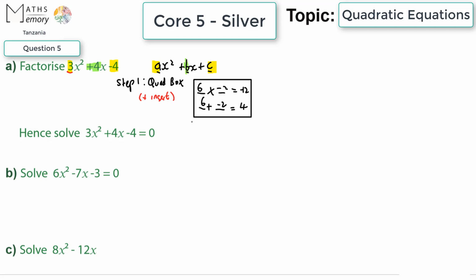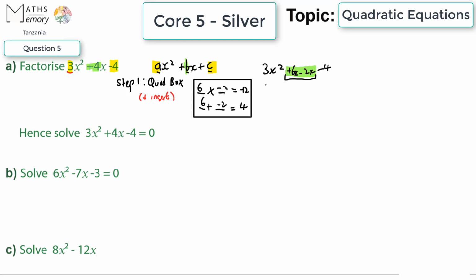We've got 3x squared. Let's write this over here. 3x squared plus 6x minus 2x minus 4. Now look how these 2 numbers have been inserted into the quadratic, because you've got to agree that this is the same as this over here. The plus 4x is the plus 6x minus 2x.